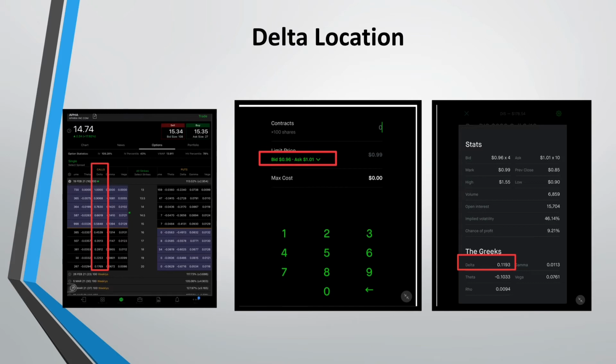On the middle, I showed you how to actually see the Greeks before you buy the contract in Robinhood. Of course, you'll hit trade and then trade options. You'll look for the option that you want. And then when you click on that option, this is the screen that's going to come up, the one in the middle.